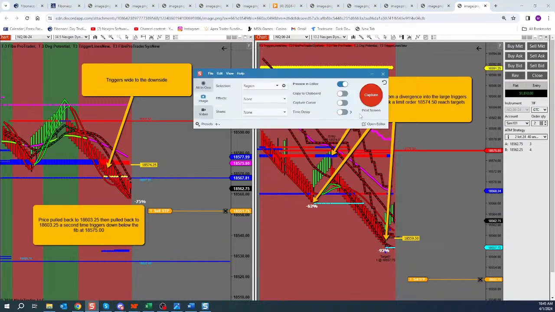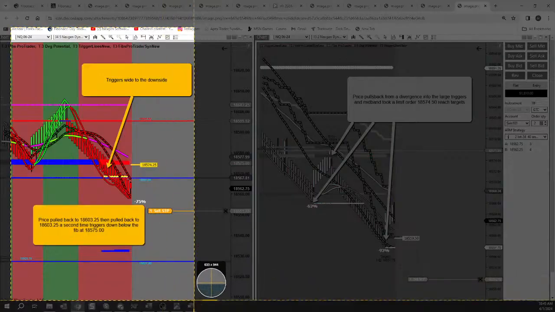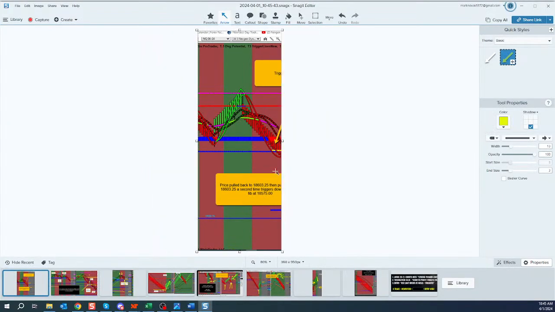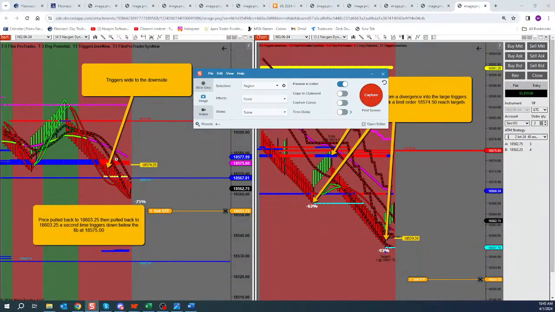So if I look at it and I back it up, if the small triggers are through and the large triggers aren't, it's a 50-50. And okay, and you were looking at this one, huh?